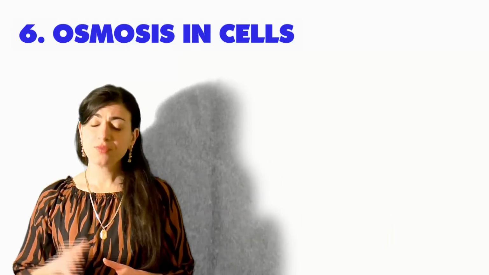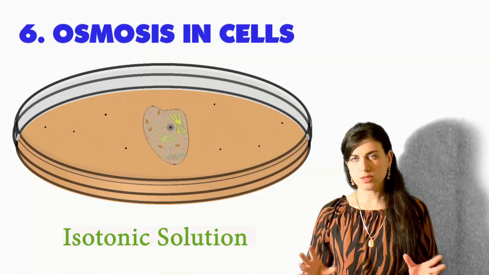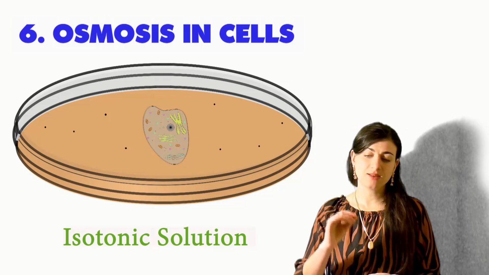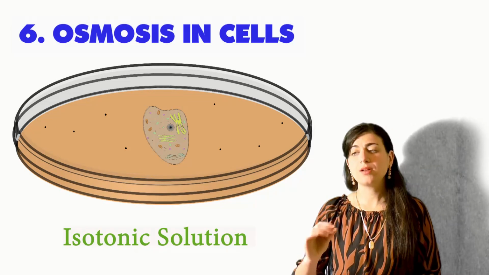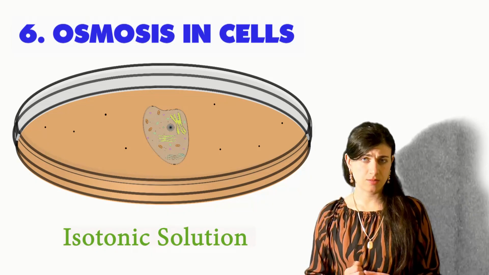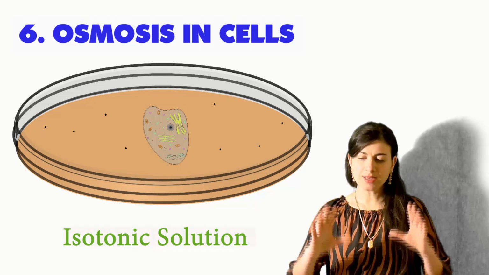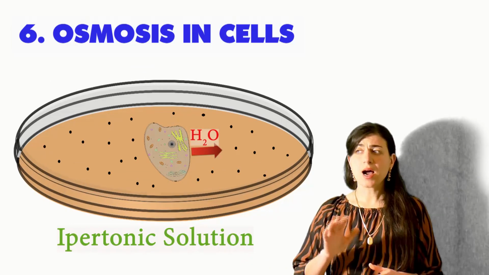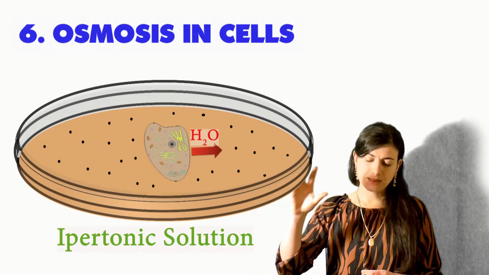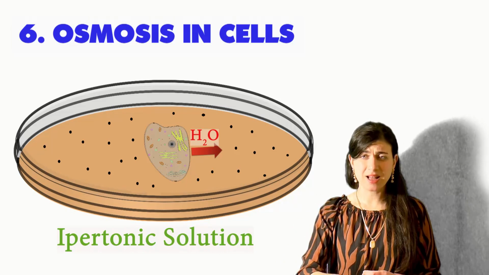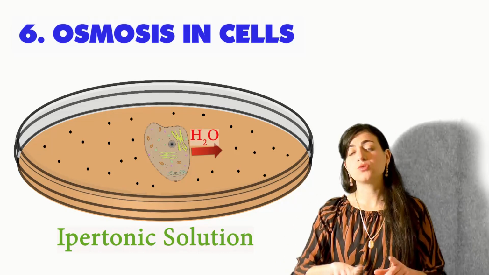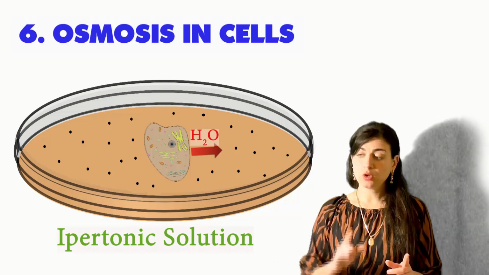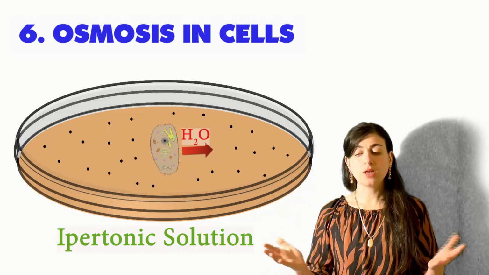So what happens? If the cell is surrounded by an isotonic solution, which means that the cell has the same concentration that there is also outside the cell, in this case nothing will happen. If the cell is in a hypertonic solution, that means that the concentration inside the cell is less than the concentration outside the cell. Now this cell will lose water and will shrink.